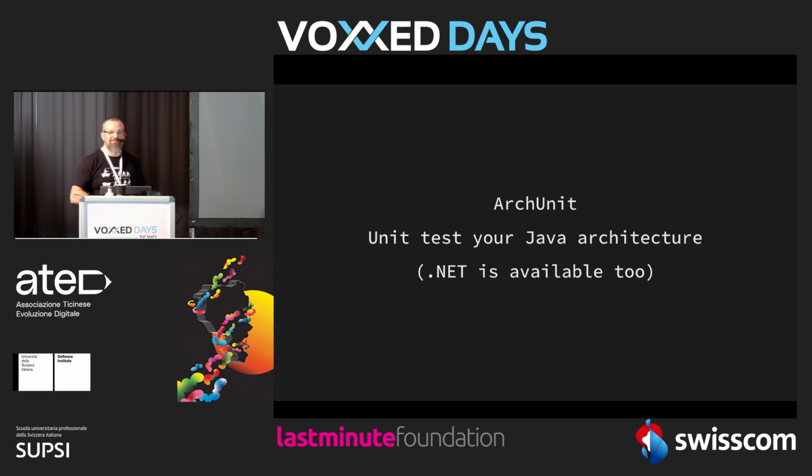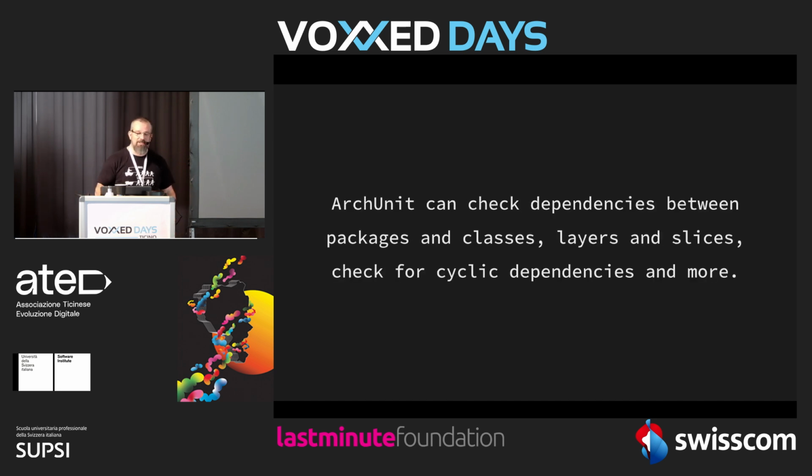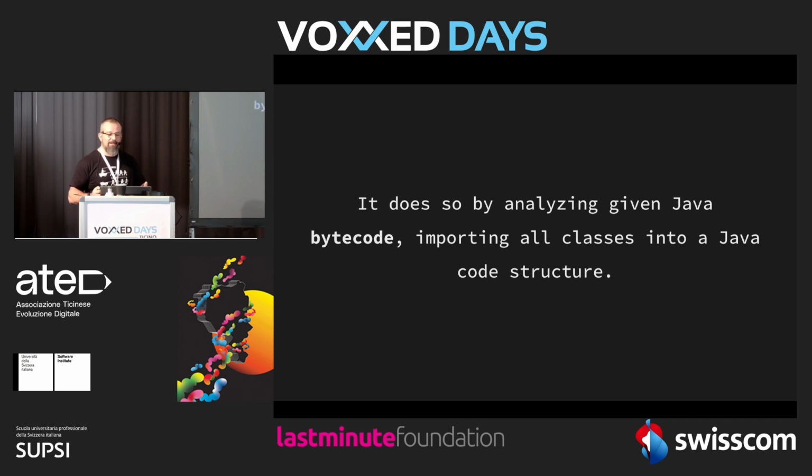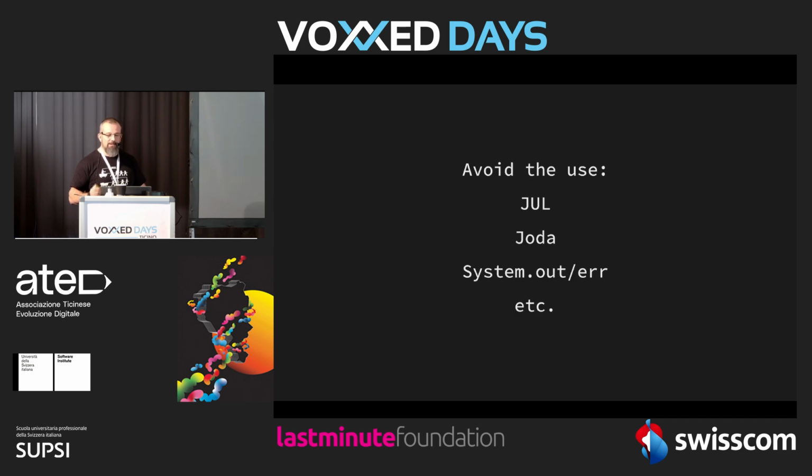So you can check dependencies between packages and classes, layers, slices, check for cyclic dependencies. It does so by analyzing the given Java bytecode, so the code should compile, at least. For example, you can avoid the use of Java util logging, Joda time, system out, avoid using any kind of library you don't want to use directly, and so on.